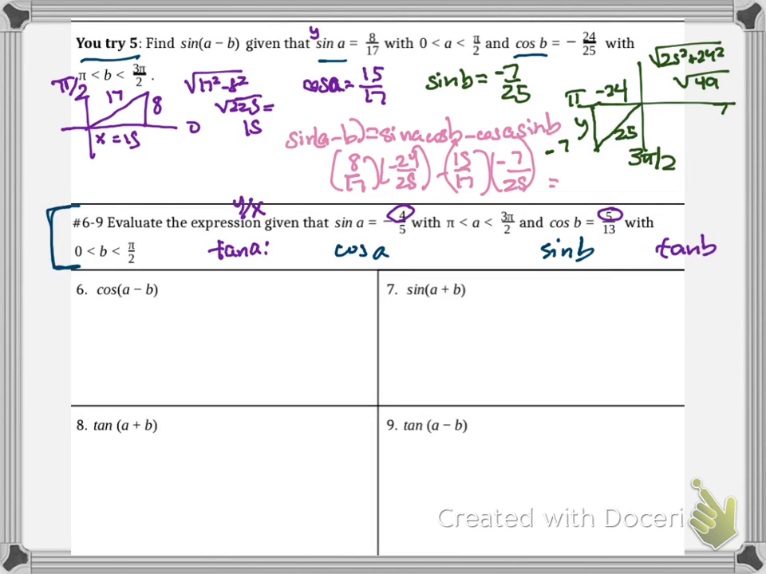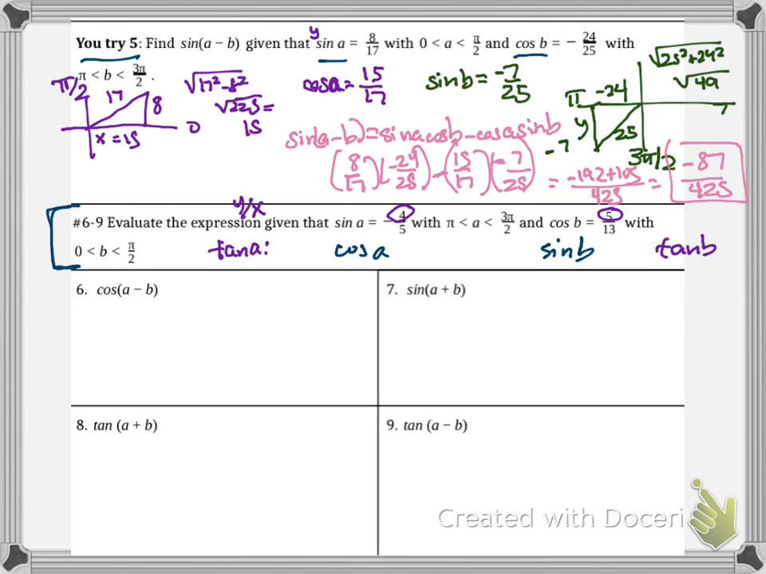And so 8 times a negative 24 is a negative 192, and then 15 times 7 is 105, and the negative makes it a positive 105. Then 25 times 17 is 425. So after you simplify it all the way, the final answer is negative 87 over 425.